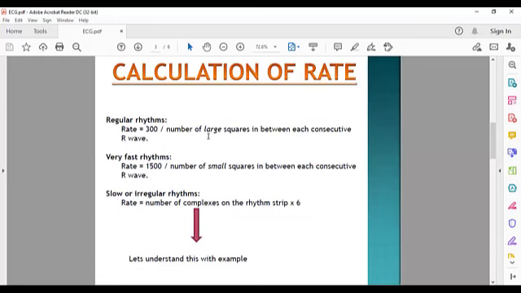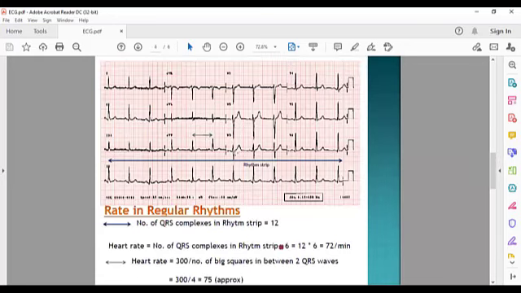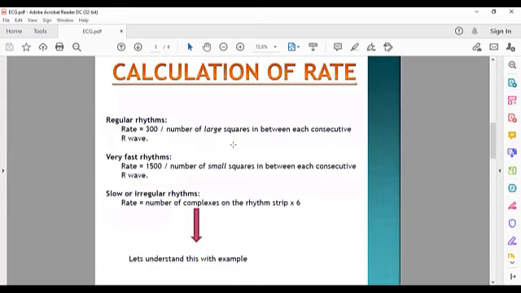So what does that mean? You have to see, this is an R wave, this is another R wave. In between these R waves, you have to calculate how many large squares there are. Like this is 1, this is 2, this is 3, and this is 4. There are 4 large squares between them. So 300 divided by 4 is what you do to calculate the heart rate here.